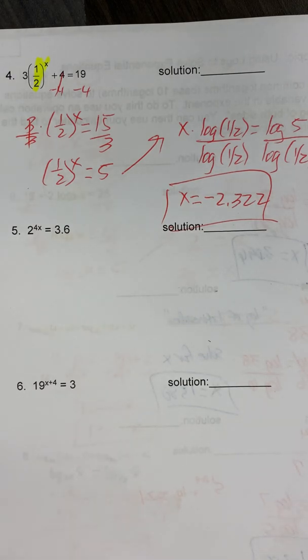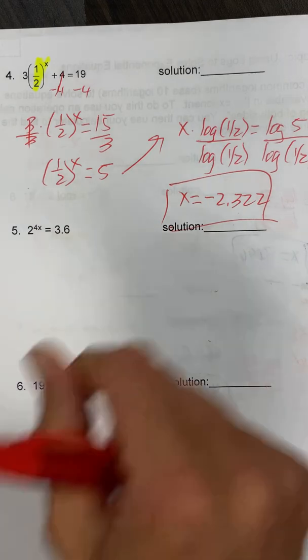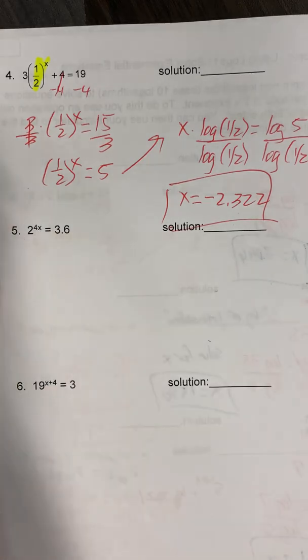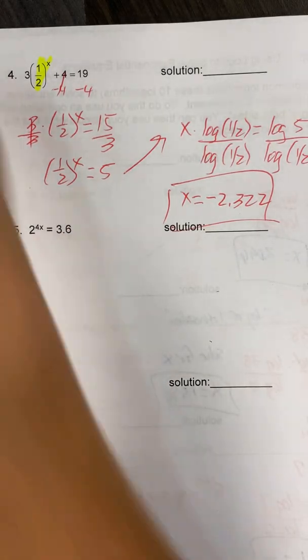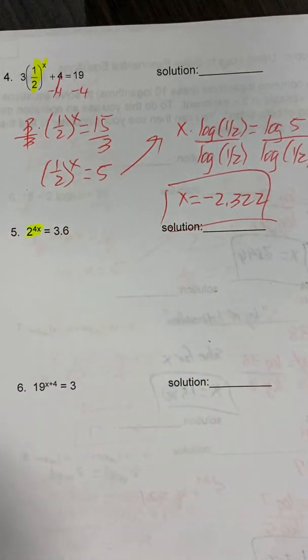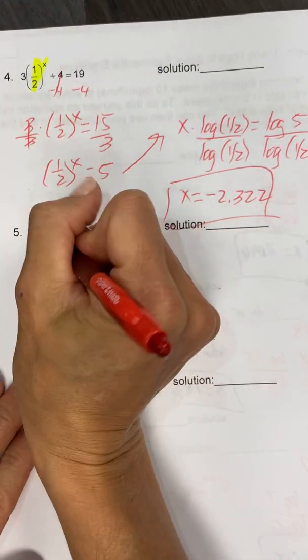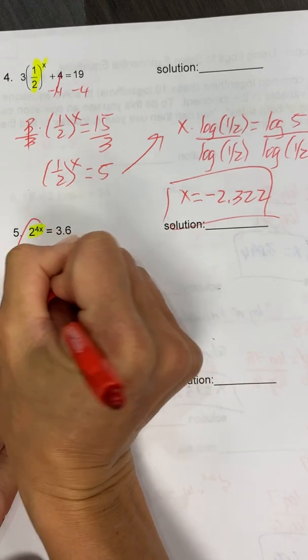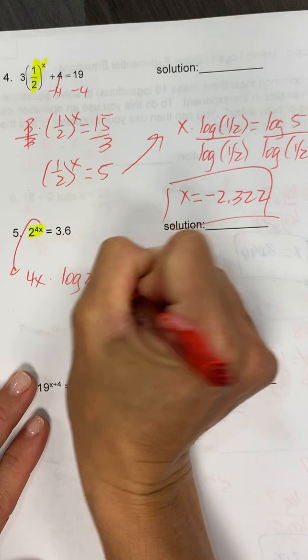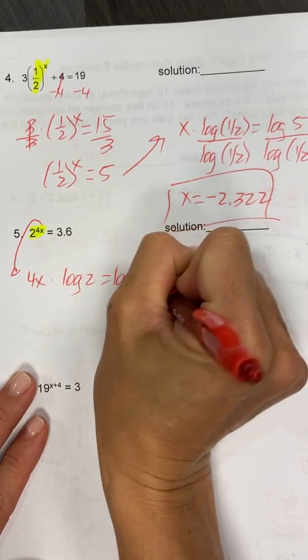Very good. All right. Anything different about number 5, the way it's written? No? I don't think so. Can I go ahead and take the log of both sides the way it's written as is? Yes. There's nothing added, subtracted, multiplied to my base here. So take the log of both sides. This comes out in front. 4x times the log of 2 equals log of 3.6.